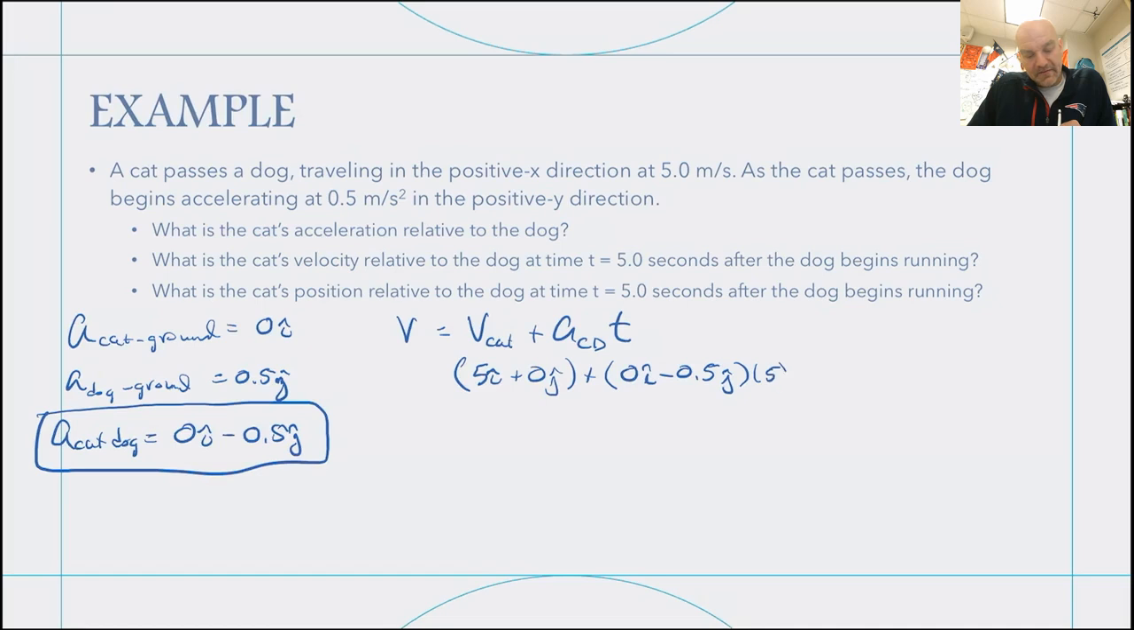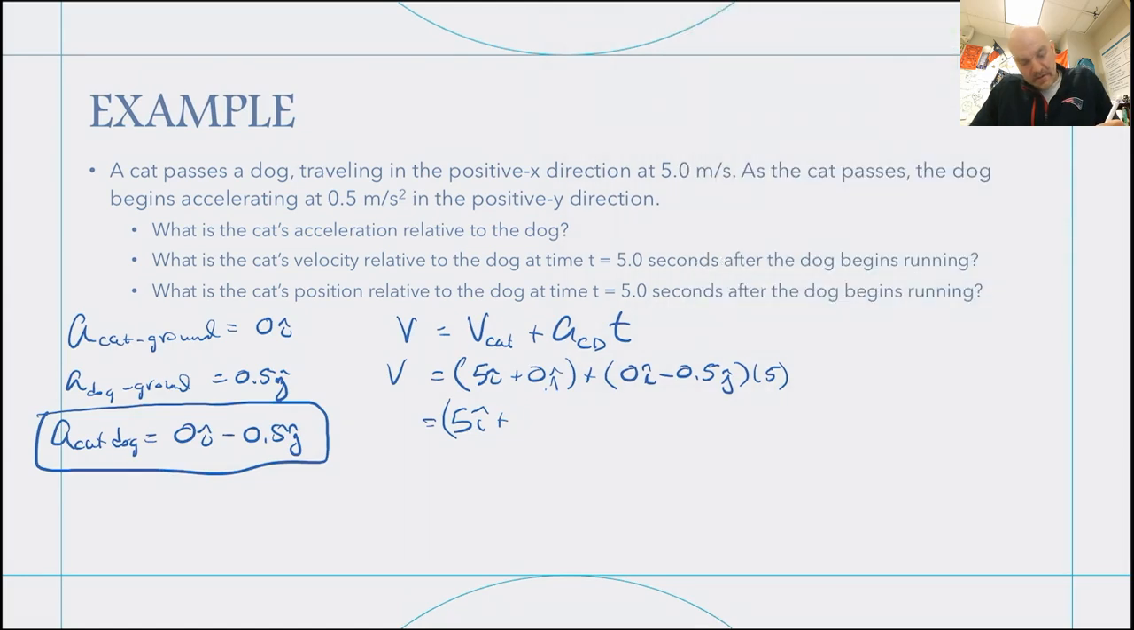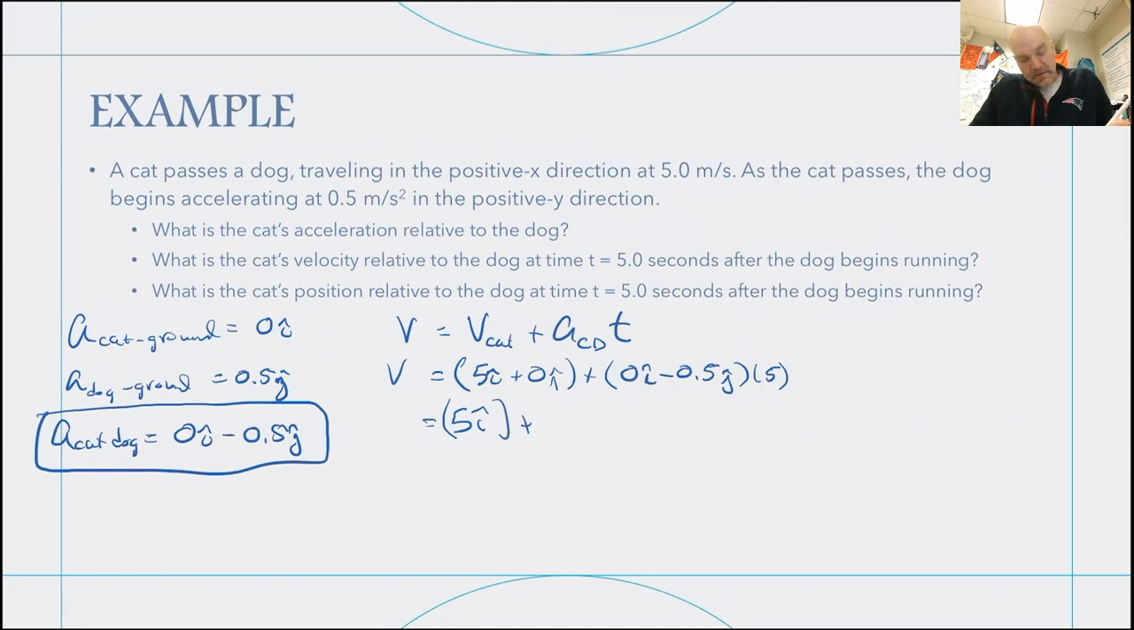And we're going to look at that after 5 seconds. So the velocity of the cat relative to the dog at 5 seconds is going to be kind of this combination of vectors, right? So we can't do anything here. In fact, I'm going to get rid of that j hat from our initial velocity. Now I multiply 5 by everything here. Well, that's going to be 0 i hat minus 2.5 j hat.